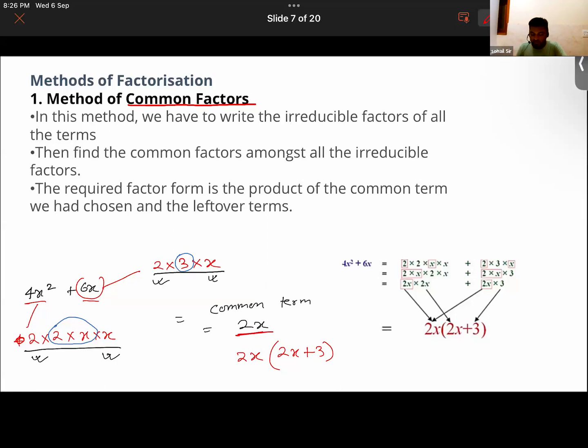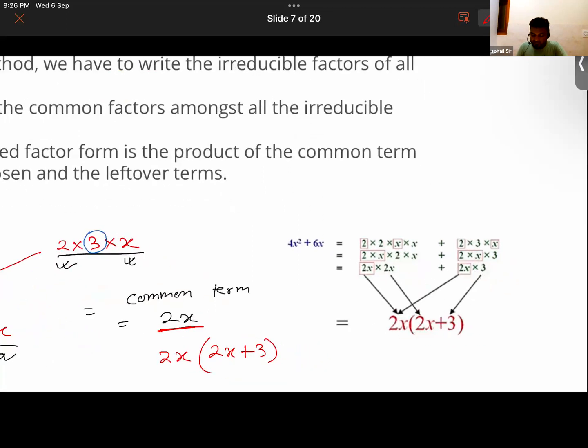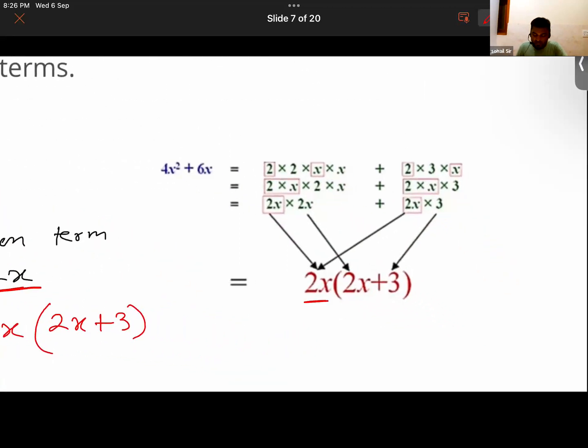Okay, let me explain that to you. If you look at this figure here, you have to find the common term to be 2x. You broke it like this, and you have broken the next term also like this. So you find out 2x is common in both of them. So you will write the common term here.